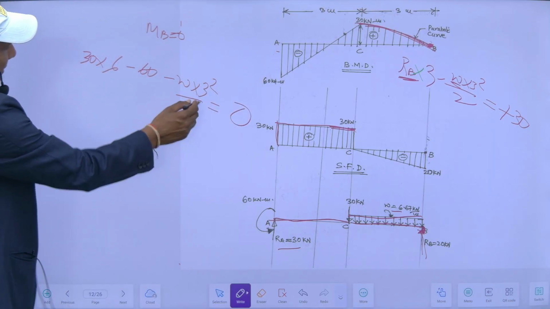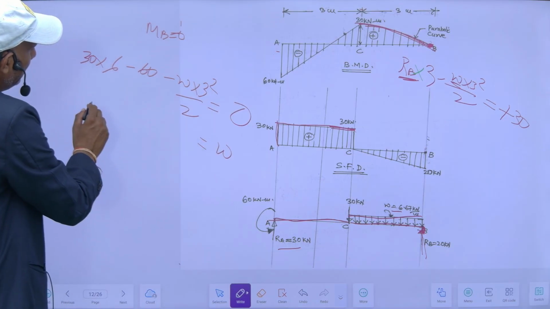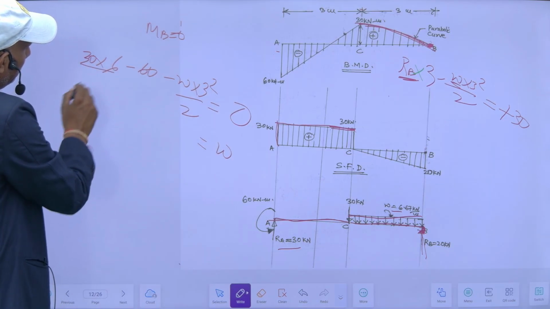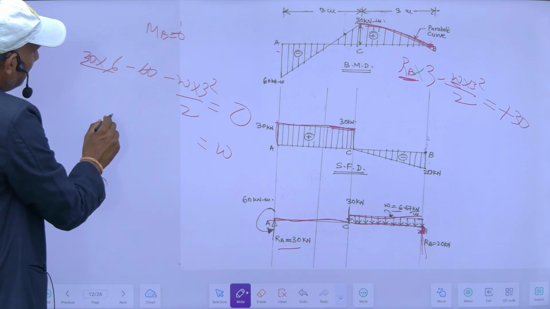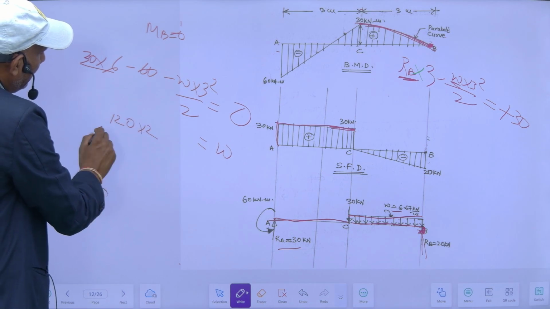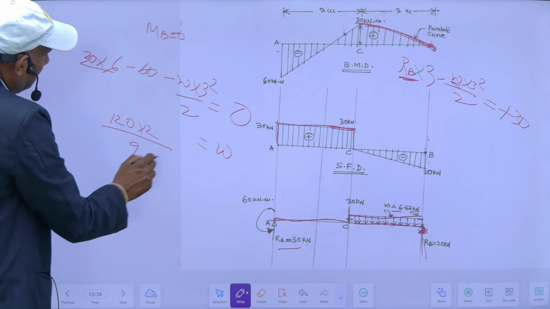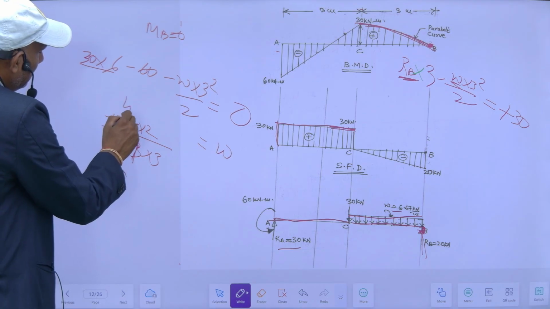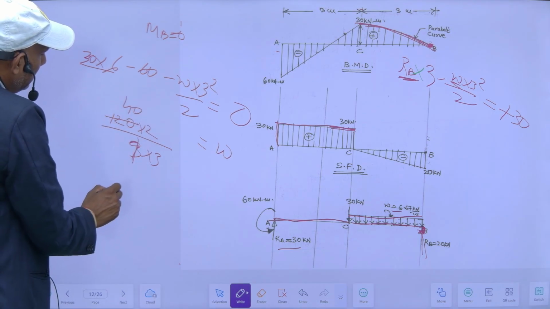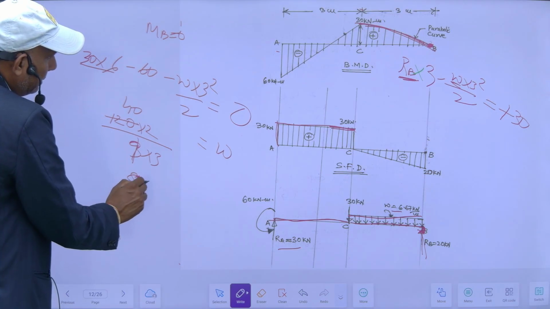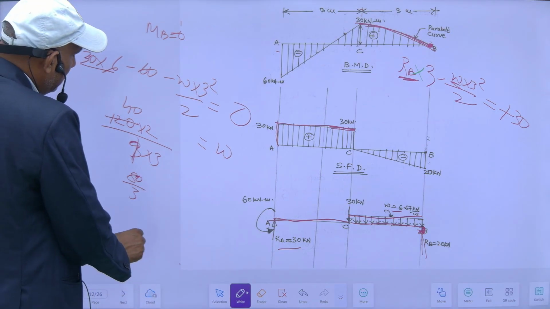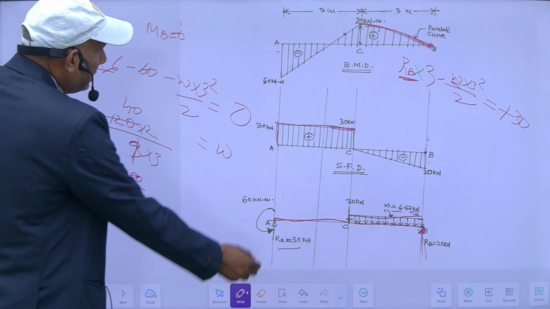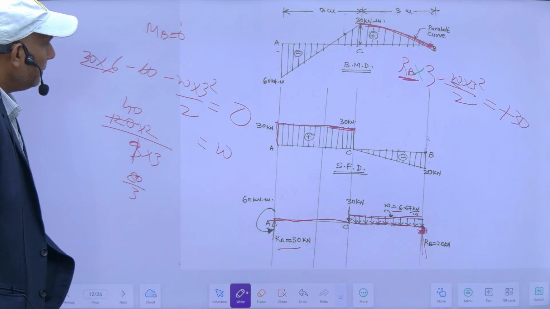From this equation I can find W, the load intensity. This will be equal to 180 minus 60, it will be 120 into 2 divided by 9. So it will be 80 upon 3. No, no. This will be 30 into 6 minus 60.